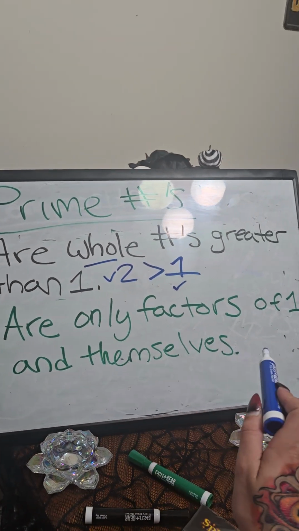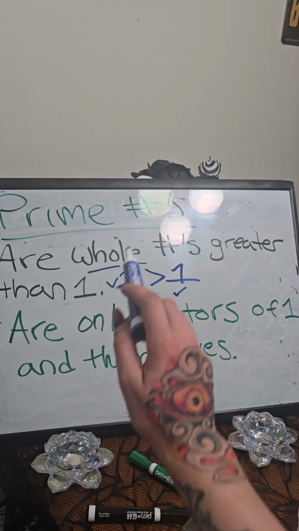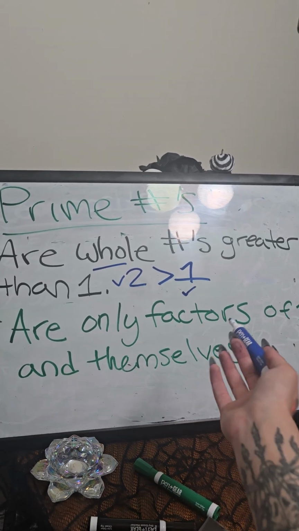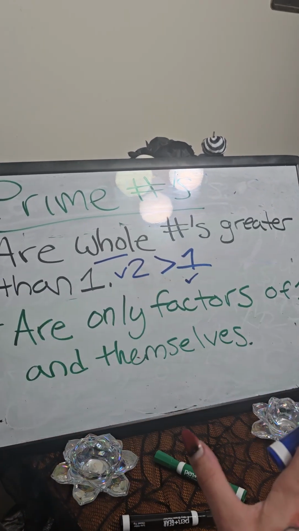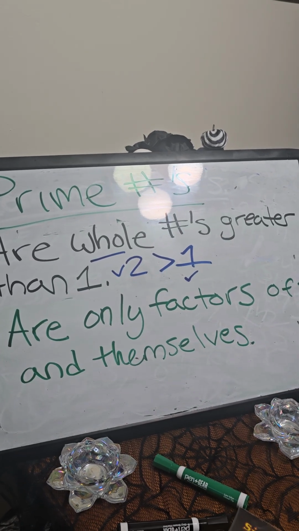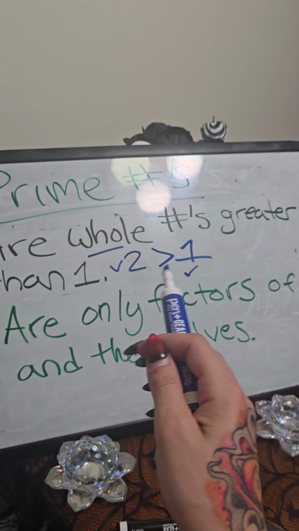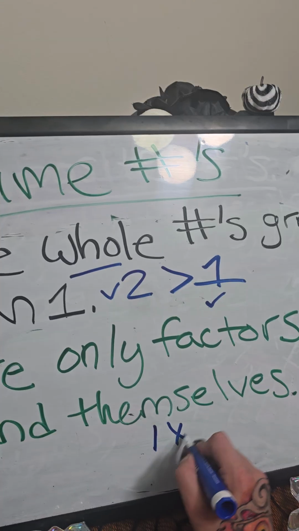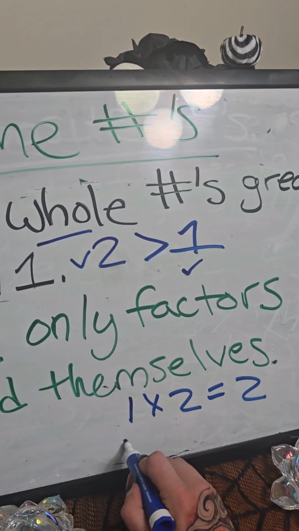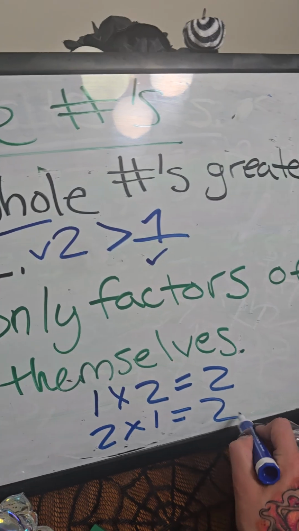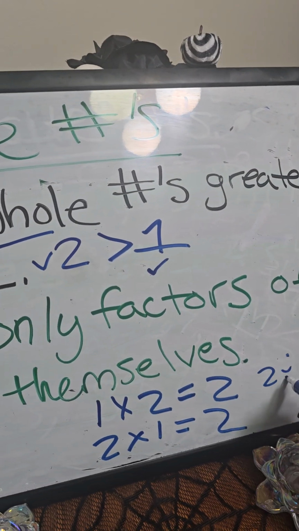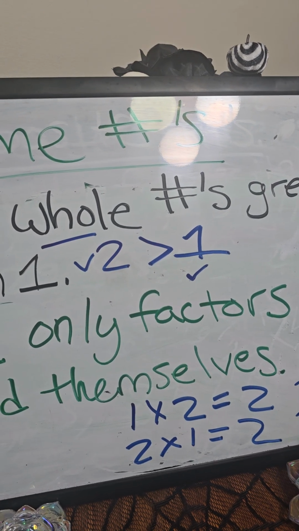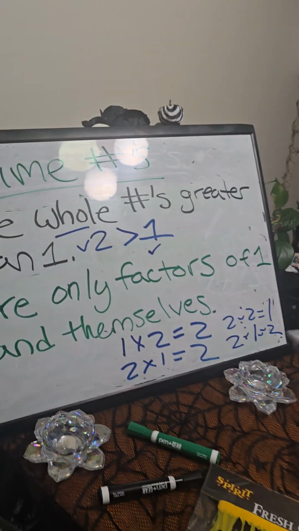Now, the only factors of 2 are 1 and itself, meaning I can only multiply or divide 2 by 2 and 1. I can't get any other number to be divisible or multiplied by itself or another number to get 2, meaning 1 times 2 equals 2. 2 times 1 equals 2. Okay? 2 divided by 2 equals 1. And 2 divided by 1 equals 2. So those are the only factors.